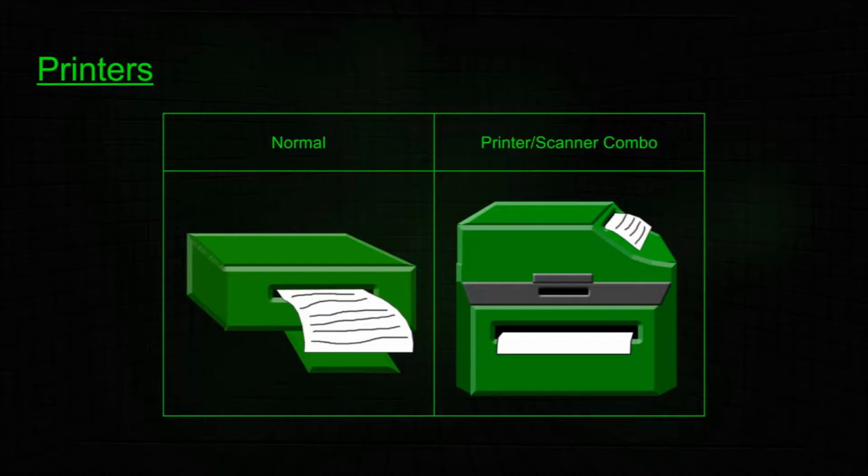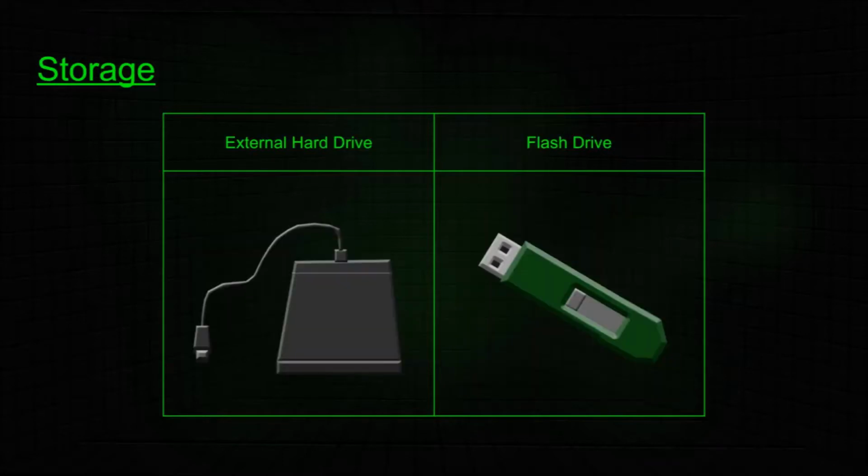A printer prints output from the computer using ink onto paper. There are several types of printers, including the traditional type, and also printers that are combined with scanners. Some peripheral devices are used for storage. An external hard drive has a ton of space that the user can store files onto. A flash drive has less space, is smaller, and also allows the user to store files externally.